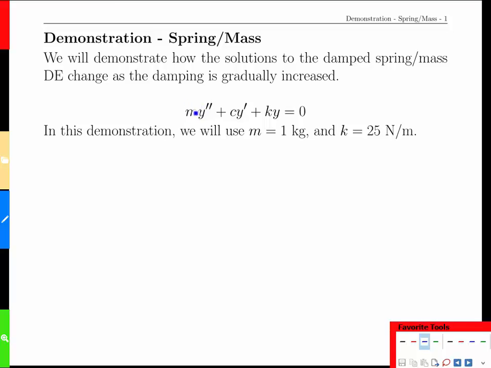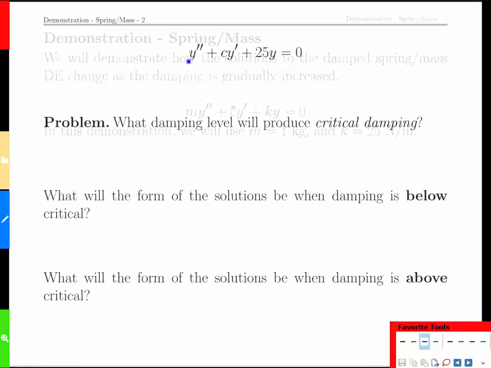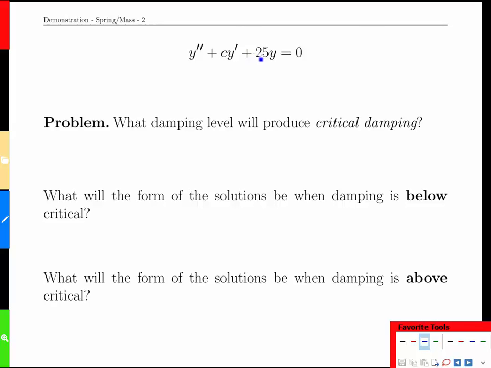To make this concrete, we're going to take a fairly simple example. We're going to use a mass of 1 and a spring constant of 25, and then we're going to vary the amount of damping, just like we did when we did the qualitative analysis. With the mass and spring constant given, this becomes our differential equation, and we know that we can solve it by finding the roots of the characteristic equation, so we'll do that next.